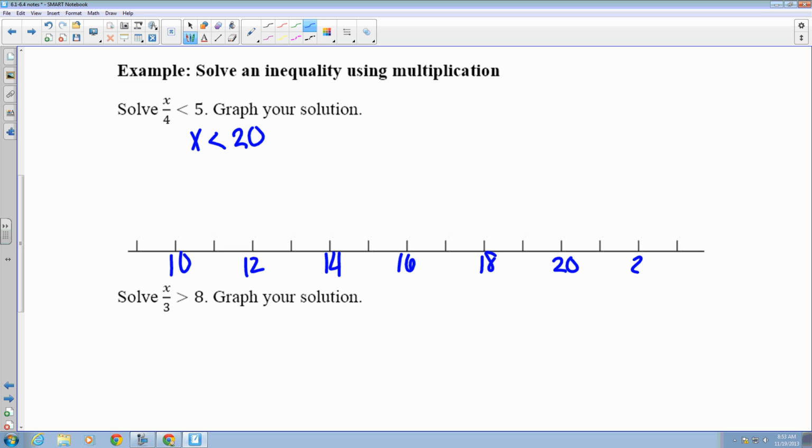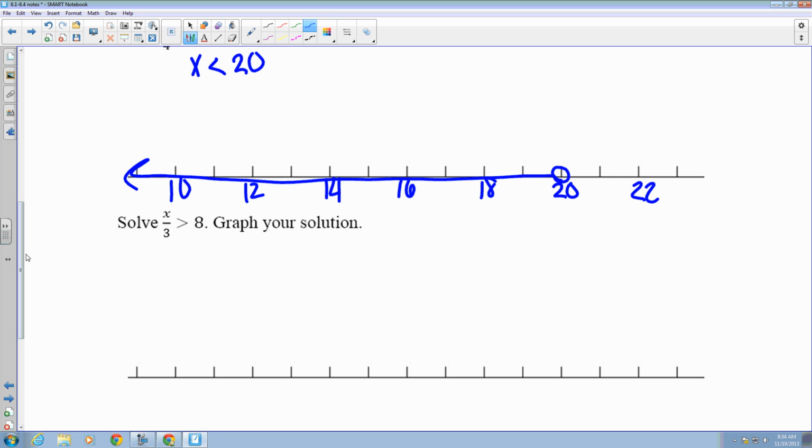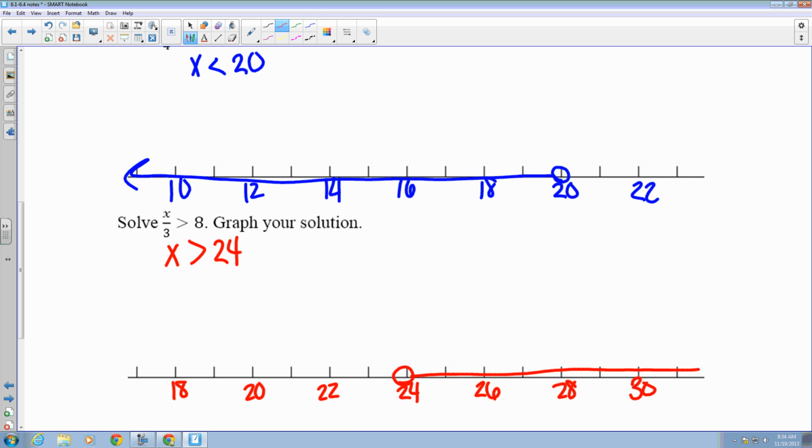Okay, here we had to pick our numbers. So if x is less than 20, we find 20, and then it's to the left. Open circle because we're not including 20. Multiply both sides by 3, get 24. Okay, and we are greater than 24, so we are to the right, sorry.